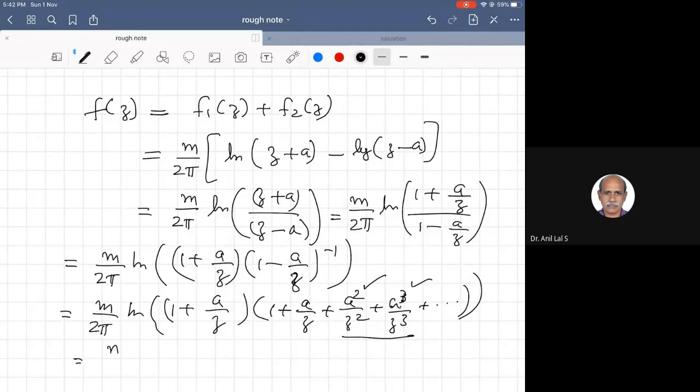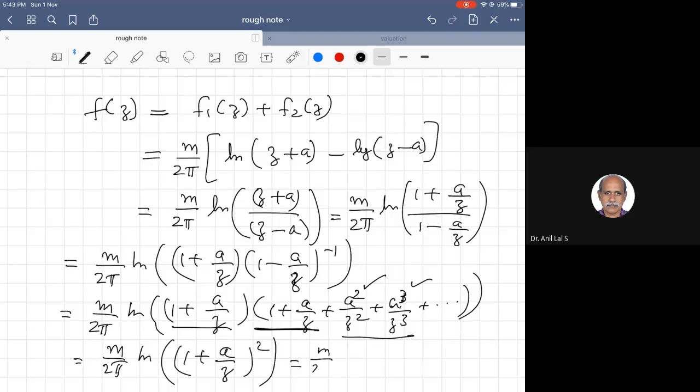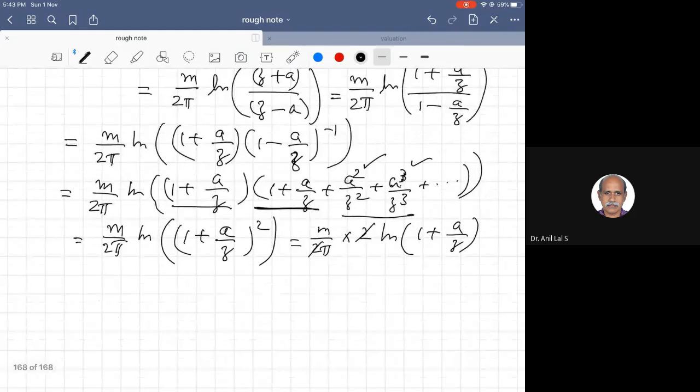So we can write m by 2 pi logarithm of 1 plus a by z, which will remain almost equal to 1 plus a by z the whole square. So that becomes m by 2 pi into 2 times the natural logarithm of 1 plus a by z. So this cancels, and we have m by pi logarithm of 1 plus a by z.